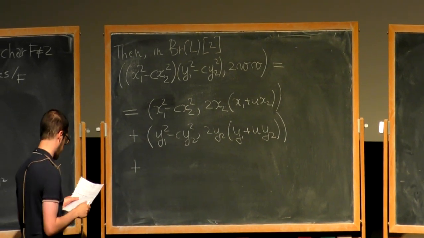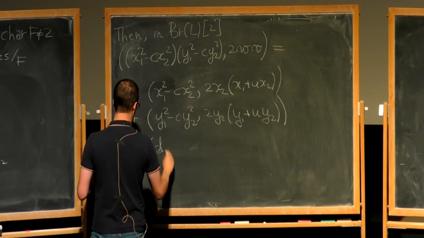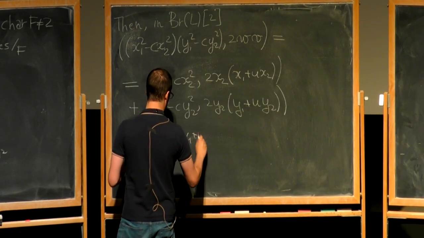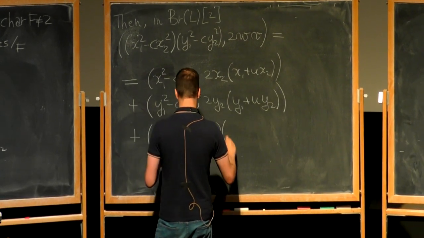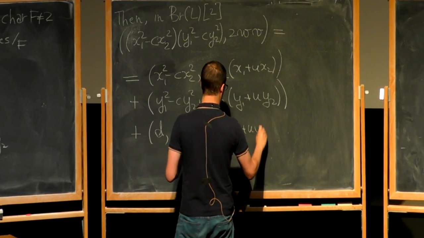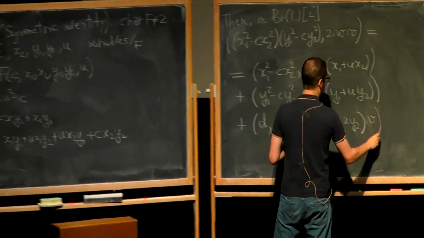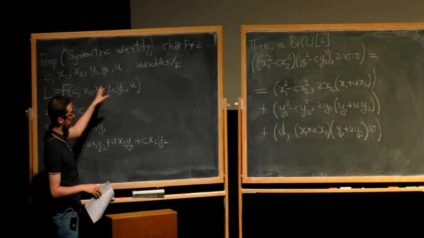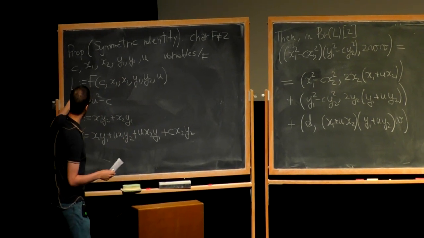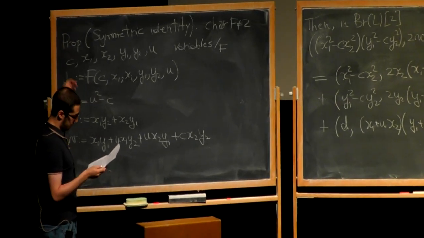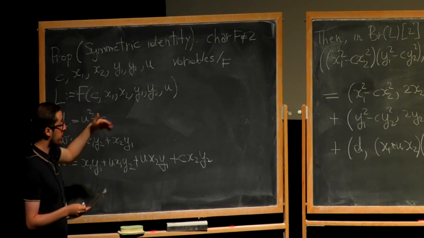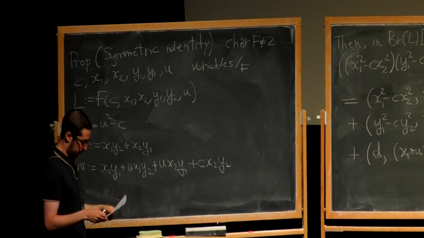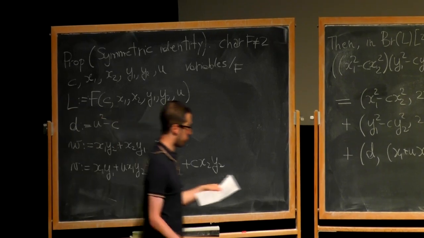And then plus a mixed term, so (d, comma (x1 plus u x2)(y1 plus u y2) v). Okay? So this is a symmetric identity, symmetric in xi and yi, which is in the Brauer group of this field L. And part of the proof will be specializing this identity to smaller fields. But for now, I just want to sketch the proof of this.